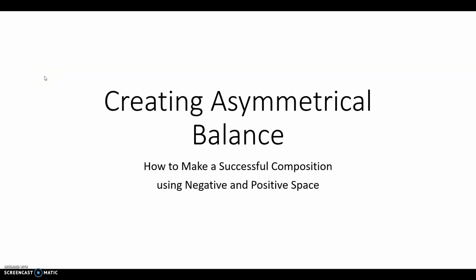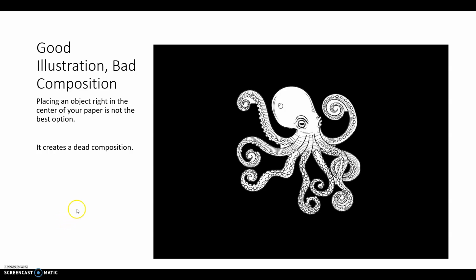Good morning. Today we're going to talk about creating asymmetrical balance and how to make a successful composition that uses both positive and negative spaces. Here we have our friendly octopus. So it's a pretty cool design. It's got some details, it's got some areas that are open, it's got nice negative spaces between all the tentacles. He's a cool looking octopus.